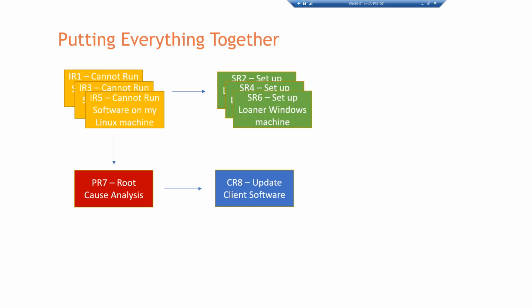Tying in the other pieces of ITIL, you also have problems and release records. All the incidents would then be potentially related to a problem, and then the change request would also be related to the problem. The change request is more so on applying the update and fixing it. The problem is more so on collecting the incidents, making sure that there's a pattern, and then researching why it's broken.